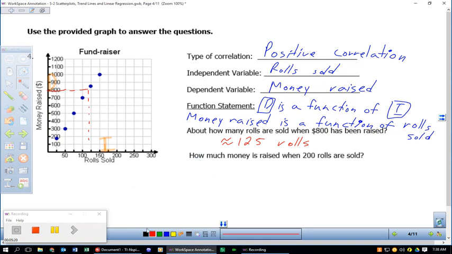Next question, how much money is raised when 200 rolls are sold? I'm going to start at rolls sold down here and trace my way up until I would be on my trend line, which is going to be somewhere around here. That looks like they're going to have raised more than $1,200, so let's go with approximately $1,300. And as usual, you need to ask if you have questions about this. All right, there's number 4. So pause the video as you need and ask questions.